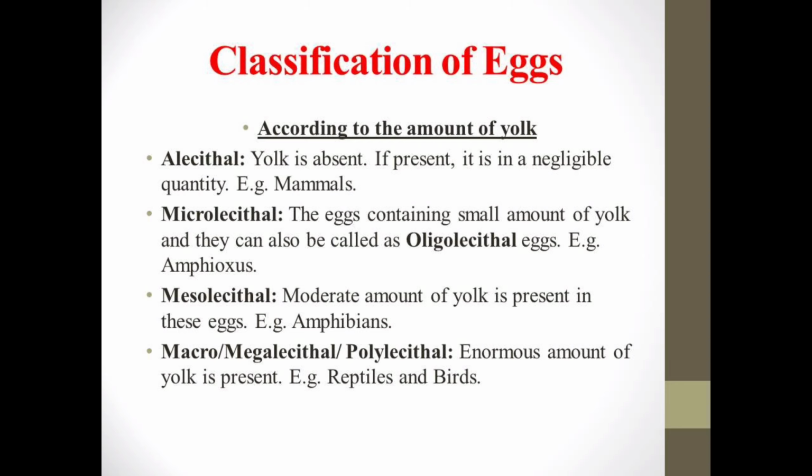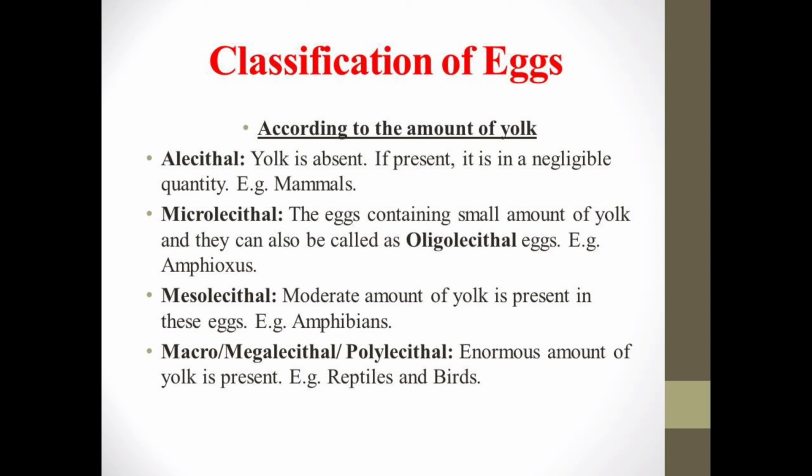Under this, eggs can be classified as alecithal. The alecithal eggs will have no yolk, and if the yolk is present, it will be of negligible amount. For example, you can note it down, the mammals. Another type of the egg is the microlecithal. As the name suggests, the amount of the yolk will be very small, or it can also be called the oligolecithal eggs. For example, the Amphioxus.